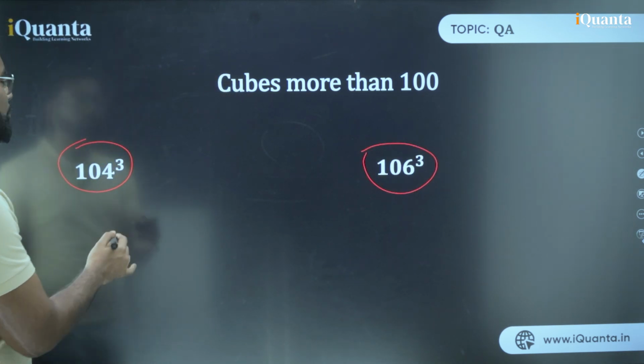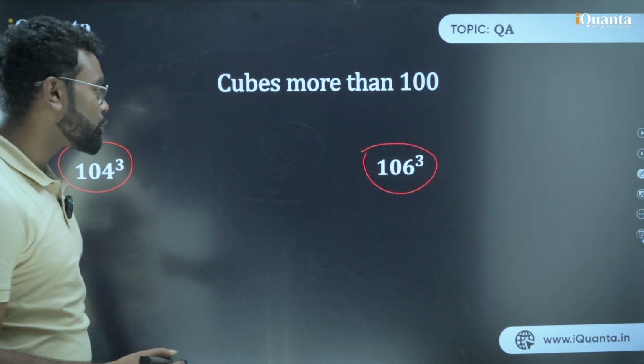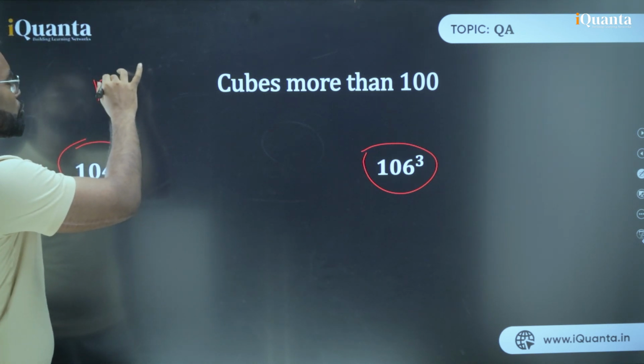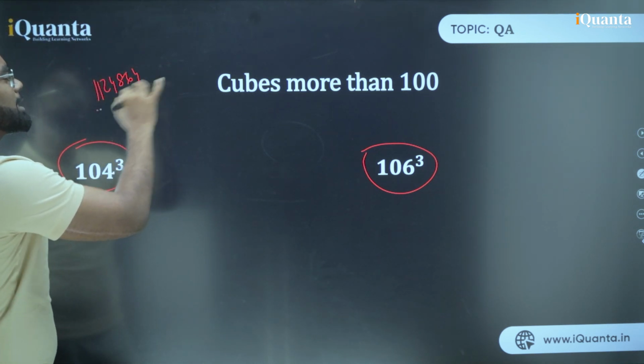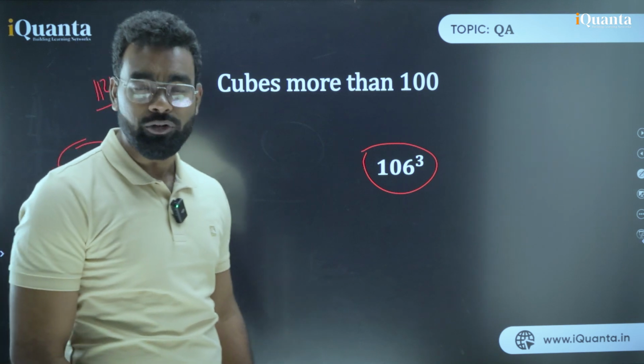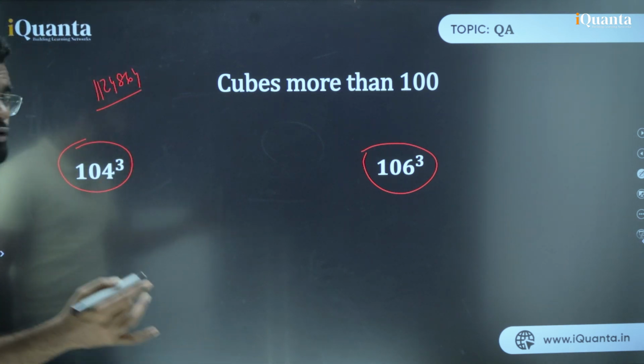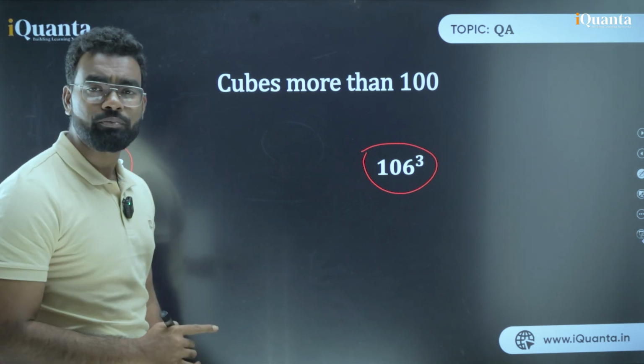So let's think about 104 cube and what we do to find it. The answer should be 1124864. Now you'll tell me, sir, you must have remembered this, that's why you can do it fast. But I'm telling you exactly how you can also do it in that much time.